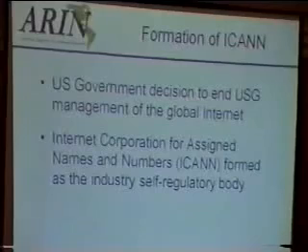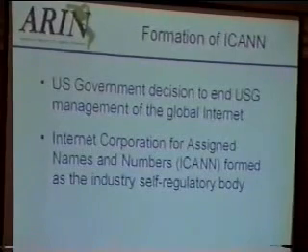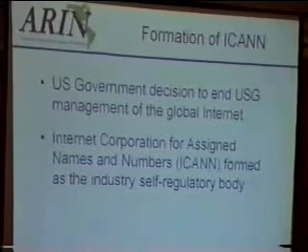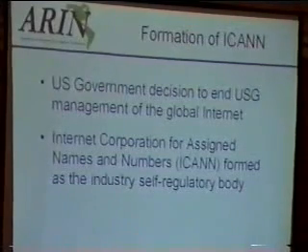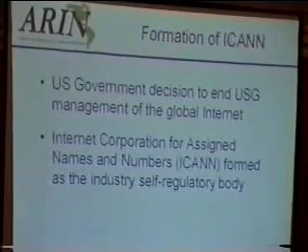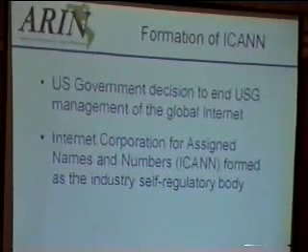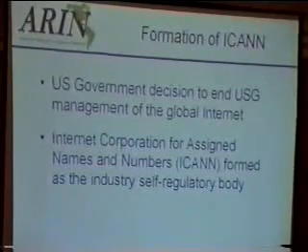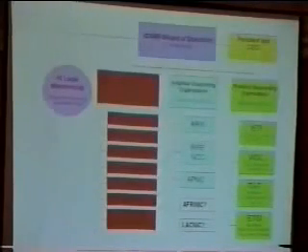Okay, a bit about the formation of ICANN. The U.S. government, a few years back, made a decision to end the management of the global internet, try to take their hands out of that and make it industry regulated. The Internet Corporation for Assigned Names and Numbers formed as the industry self-regulatory body. So that's how we have ICANN. I'm sure many of you have heard about ICANN in the news or are very familiar with ICANN. But just a little bit of information about their structure.